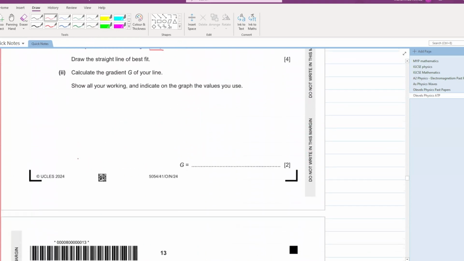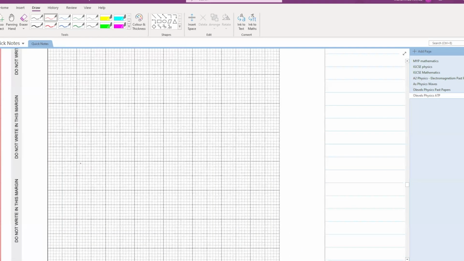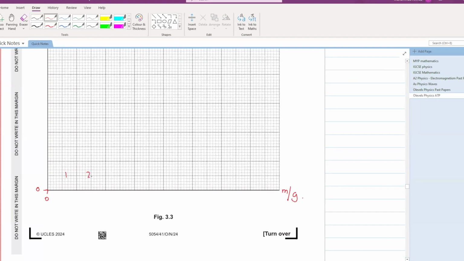Now keep these in mind. Count the number of large boxes on the x-axis: 1, 2, 3, 4, 5, 6, 7, 8. There are 8 large boxes on the x-axis. Perfect. And your minimum value on the x-axis is 0. Maximum value on the x-axis is 60. Now, what will you do? How will you calculate the scale? Very, very easy. To calculate the scale, what do you do?